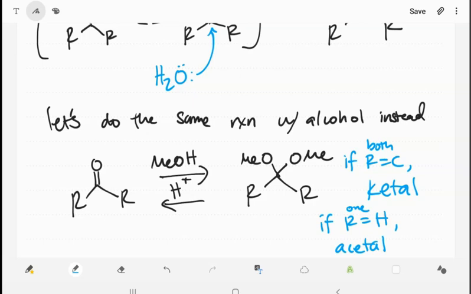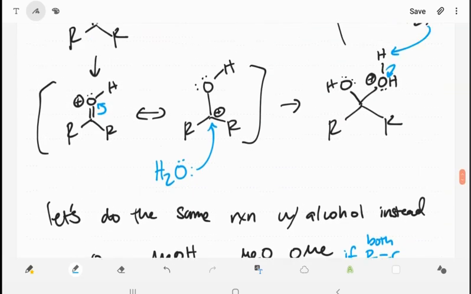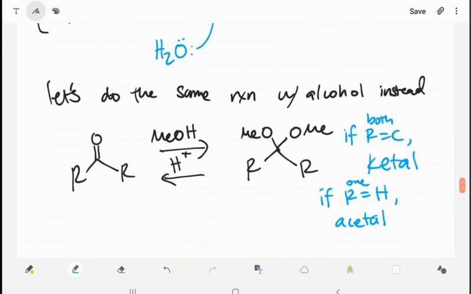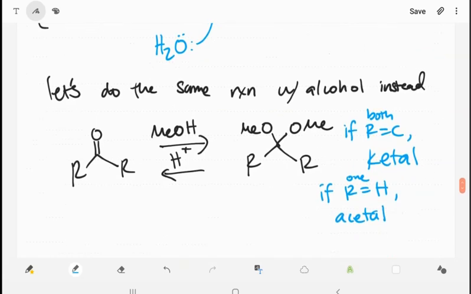So we previously would call it a hydrate if it had the 2 hydroxys, or a geminal diol. Here we're going to call it either a ketal or acetal, depending on whether we started with a ketone or an aldehyde. So starting with a ketone, you get a ketal. Starting with an aldehyde, you get an acetal.